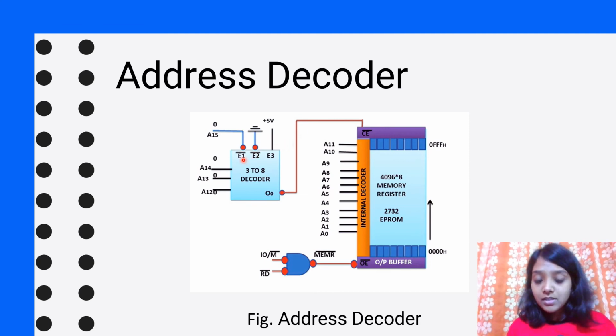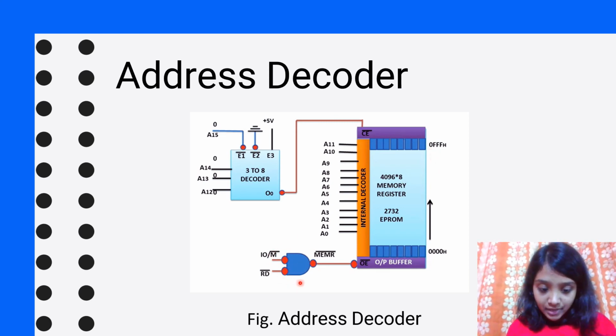Here, since it was active low, it was 0, but here it is 1. The address range that is decoded by the 3 to 8 decoder lines has a hexadecimal value of 0000 to 0FFFH.